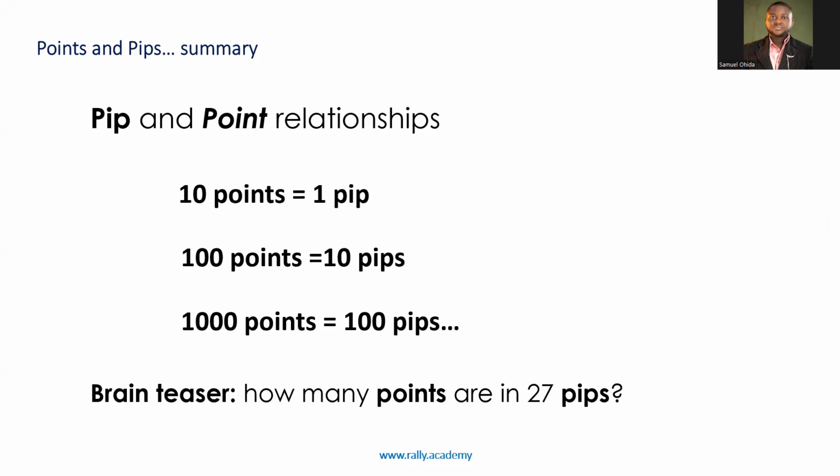So ask yourself this: how many points are in 27 pips? Supply the answer to yourself. If we have 10 points in 1 pip, how many points do we have in 27 pips? If your answer was 270 points, correct. But if your answer was not 270 points, then you need to do that maths again, right?